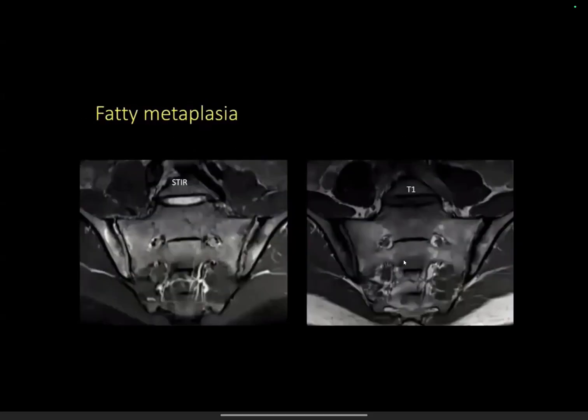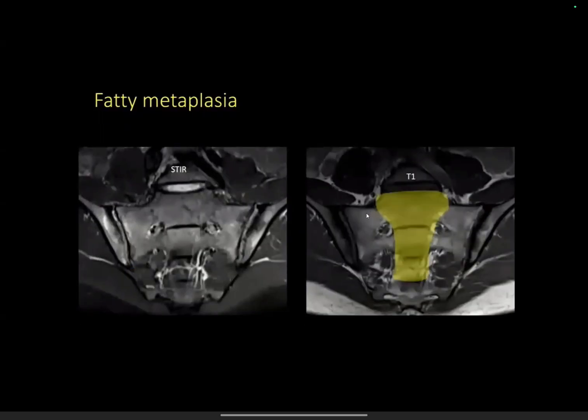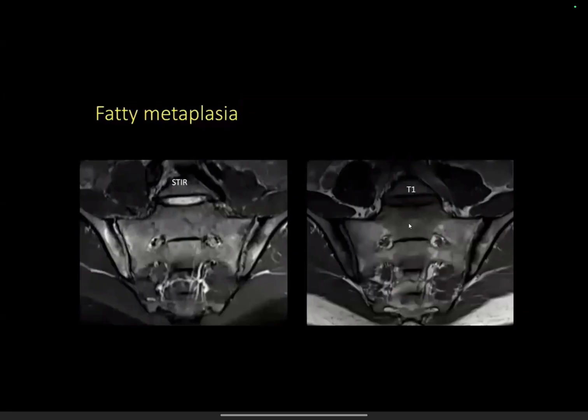Again on STIR also, on T1 and STIR, we are seeing this hyperintensity bilaterally and more on sacral aspect as compared to on iliac aspect. More on sacral aspect as compared to on iliac aspect. So here, what do you compare it with? Even if fatty metaplasia is there, the central portion of the sacrum tends to be left back.